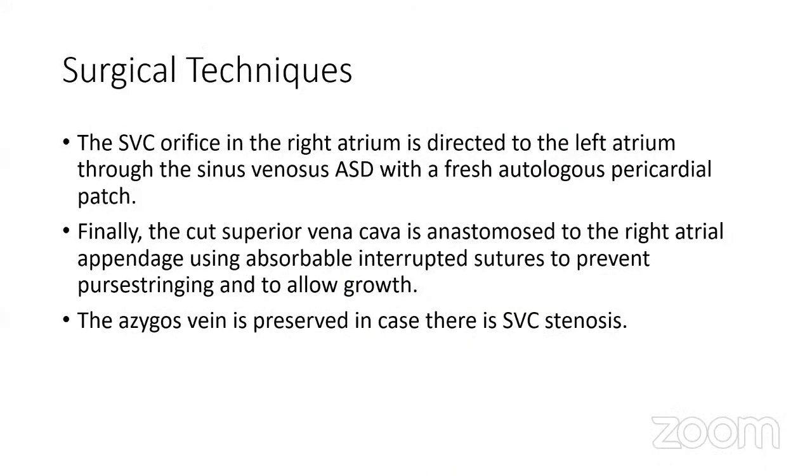Okay. The SVC orifice in the right atrium is directed to the left atrium through the sinus venosus defect with a fresh autologous pericardial patch. Finally, the cut superior vena cava is anastomosed to the right atrial appendage using absorbable interrupted suture to prevent purse stringing and to allow growth. The azygos vein is preserved in case there is SVC stenosis.